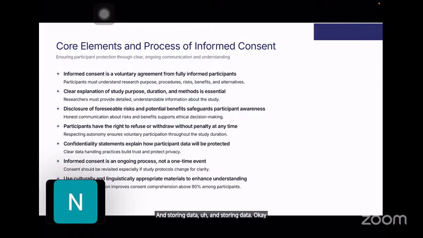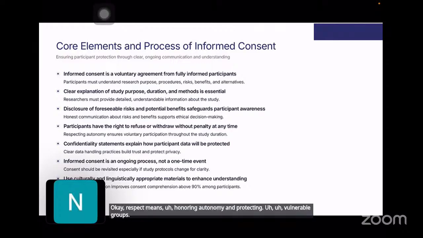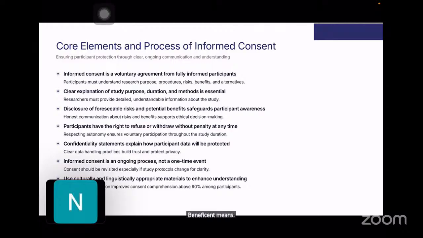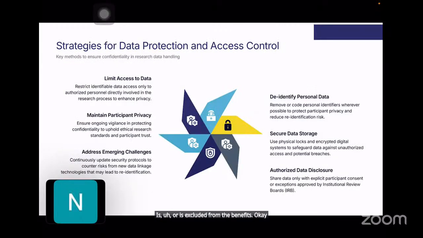Okay, respect, beneficence and justice. Respect means honoring autonomy and protecting vulnerable groups. Beneficence means maximizing benefits and minimizing risk. Justice means fairness, making sure no one group bears all the risk or is excluded from the benefits. Okay, that's what I talked about.